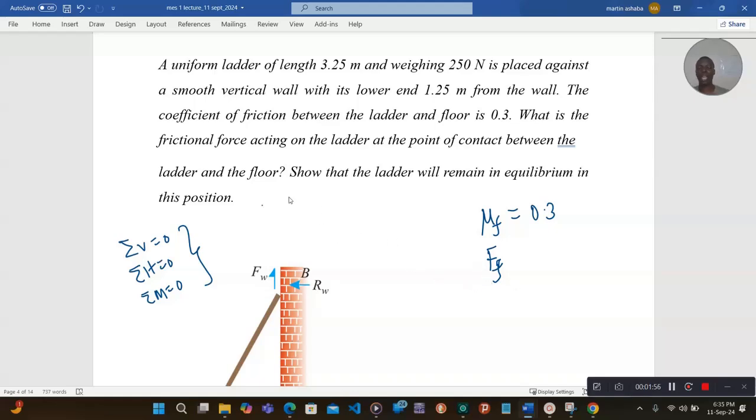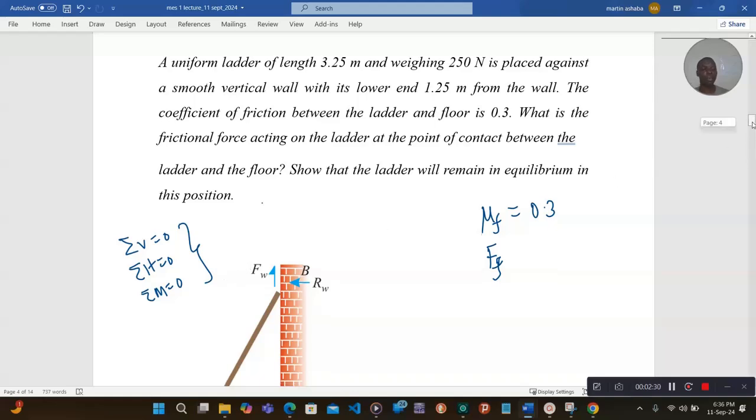So if the maximum value of friction at the point of contact with the floor is greater than the force when we take moments, then that ladder will remain in equilibrium. It will not move, because this ladder moves in terms of friction.